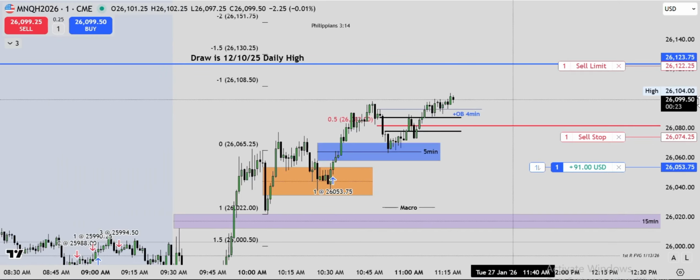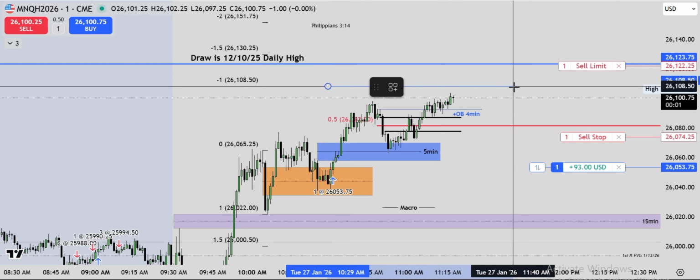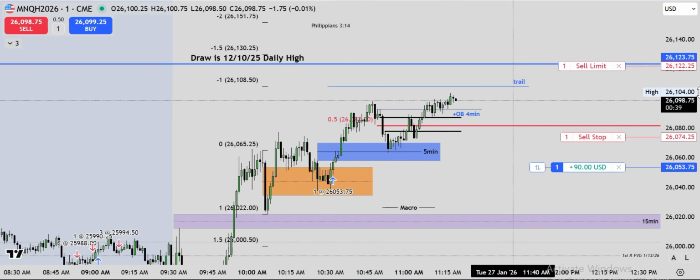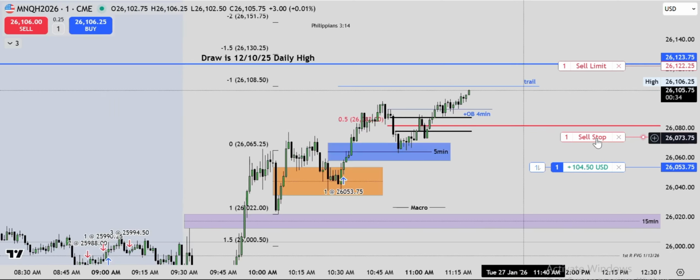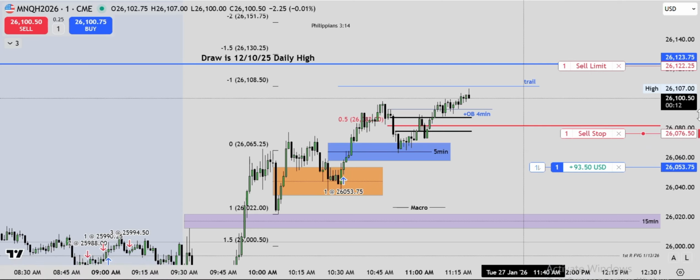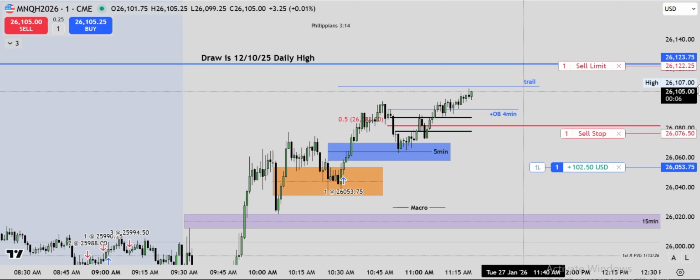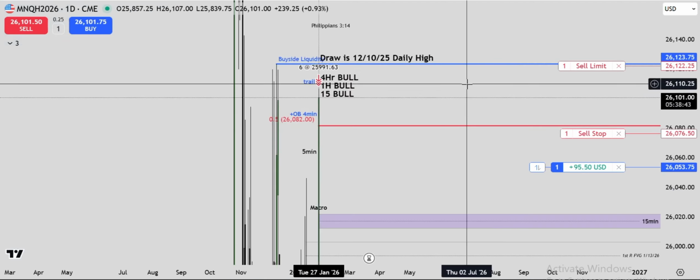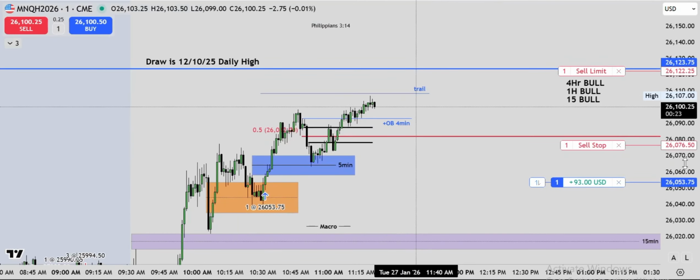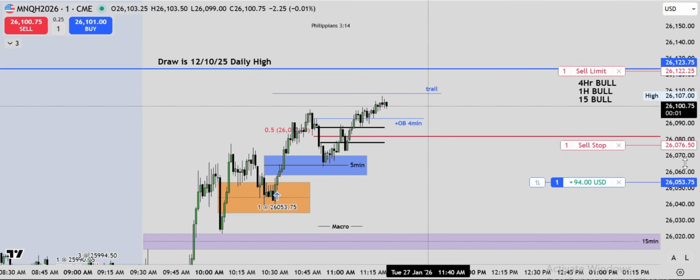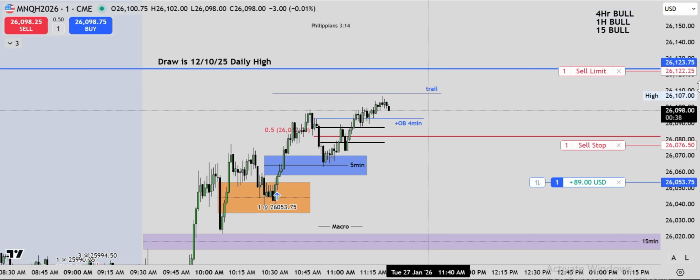Okay, so we get a close above that line, that previous high. So now I mark out on the -1 standard deviation the level that I want price to push through. I want it to reach it and push through it, and at the same time I will trail my stop. Drew a vertical line just to be cognizant of time and the start of the next macro. I'm willing to hold it through that macro, as long as price is looking okay.